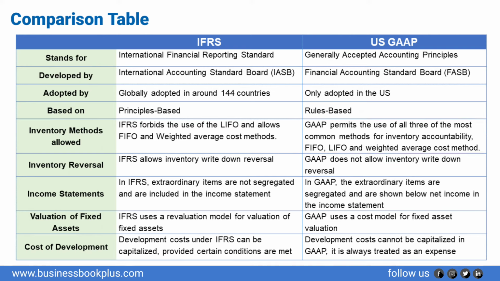Inventory reversal. IFRS allows inventory write-down reversal. GAAP does not allow inventory write-down reversal. Income statements. In IFRS, extraordinary items are not segregated and are included in the income statement. In GAAP, the extraordinary items are segregated and are shown below net income in the income statement.